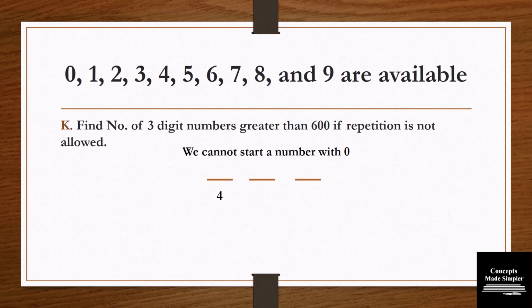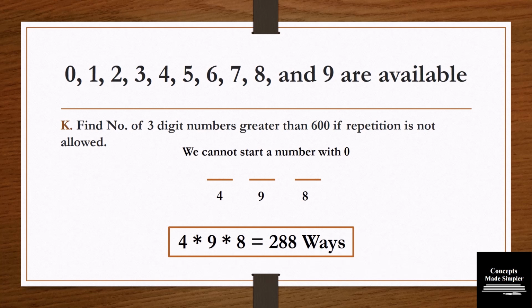And now since repetition is not allowed, we are left with remaining 9 digits. So the second placeholder can be filled in 9 ways and the third placeholder can be filled in 8 ways. It is always a very good practice to fill those placeholders which have restrictions, as it makes the solving of the sum quite easy. So the solution is 4 into 9 into 8, which is equal to 288 ways.